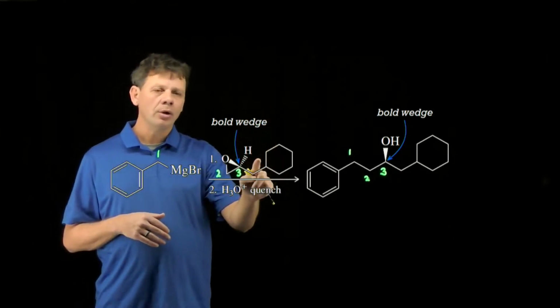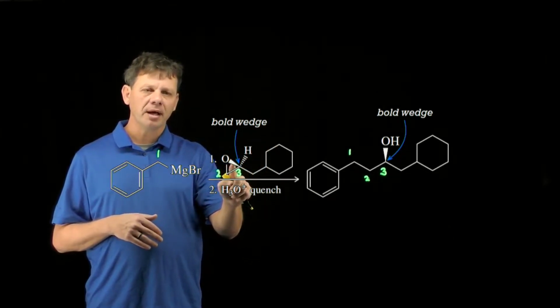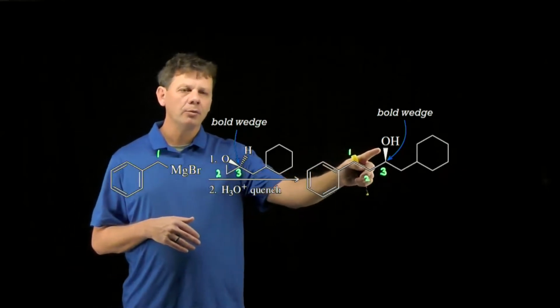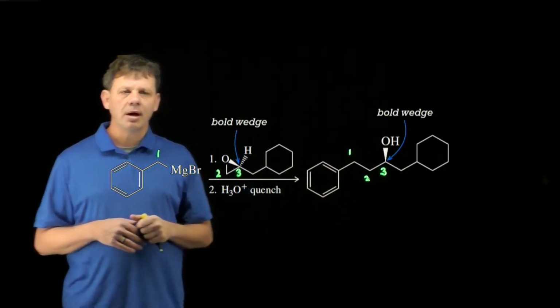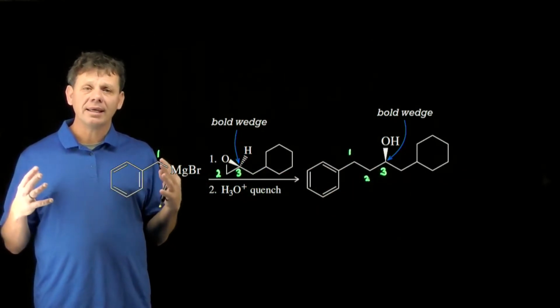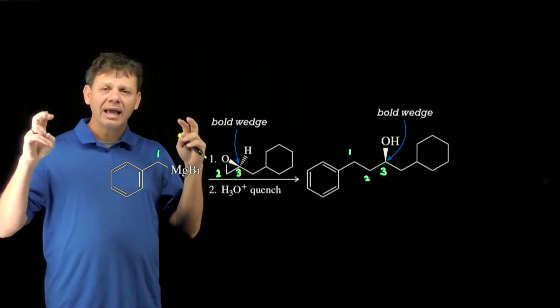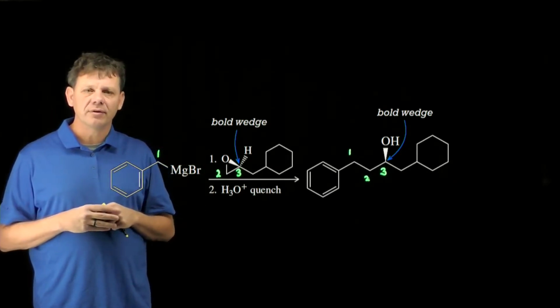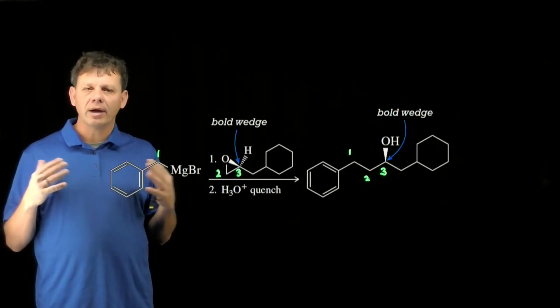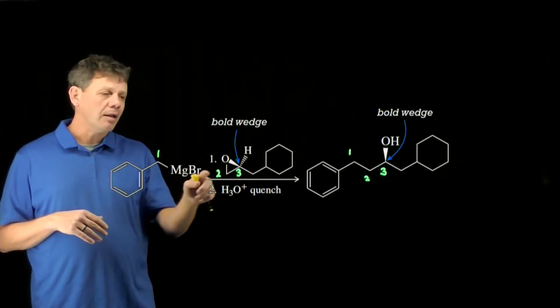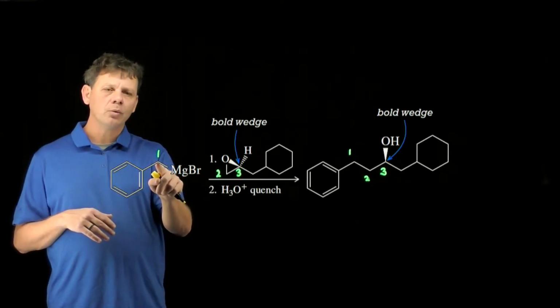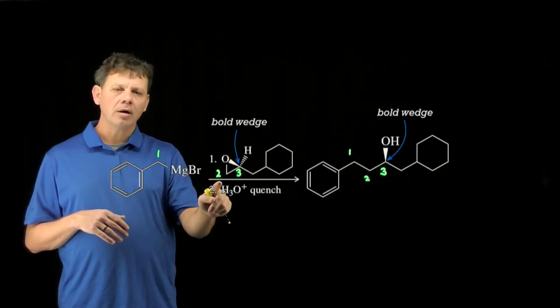As pointed out, we have a bold wedge in this epoxide at C3, and that bond remains a bold wedged bond in the product. Why is that? Because we remember SN2 proceeds with inversion. Well, we have to look at where the chemistry is happening. The chemistry is happening between carbon 1 and carbon 2.